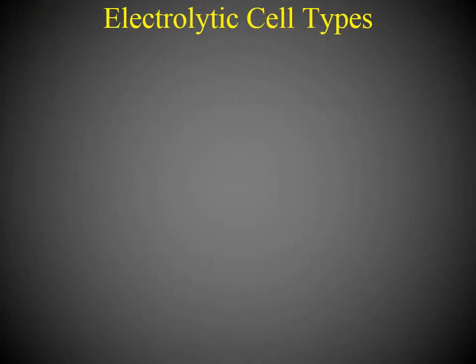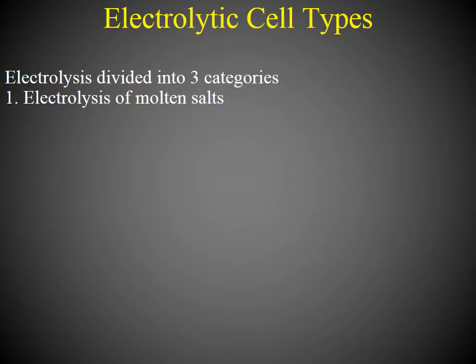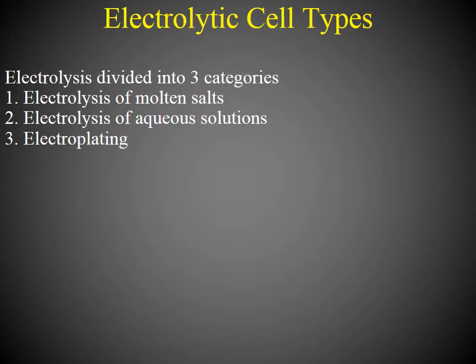There are three types of electrolytic cells. Cells that work with molten salts, cells in which we use aqueous solutions, and electroplating. Electroplating, typically you're applying a coating of a more valuable metal, like say silver or gold, to a metal of lesser value. And you probably are familiar already with electroplating.